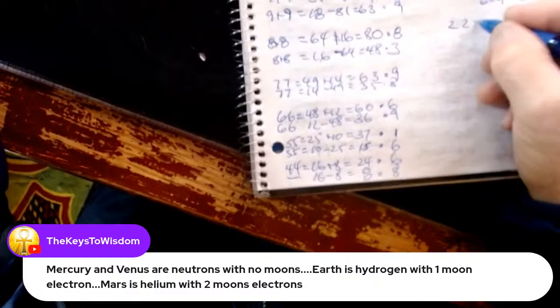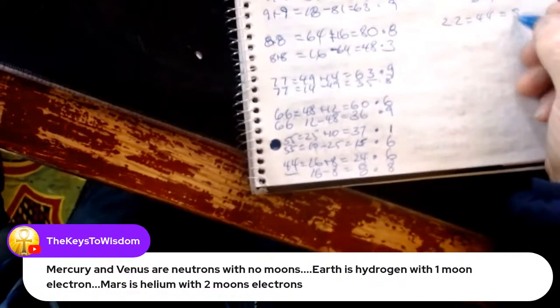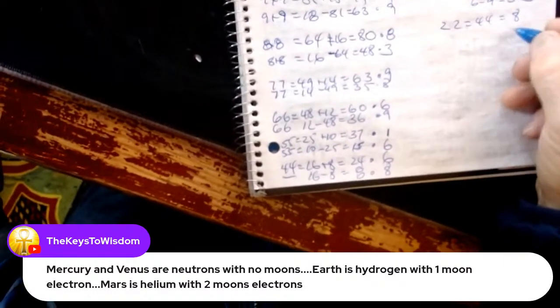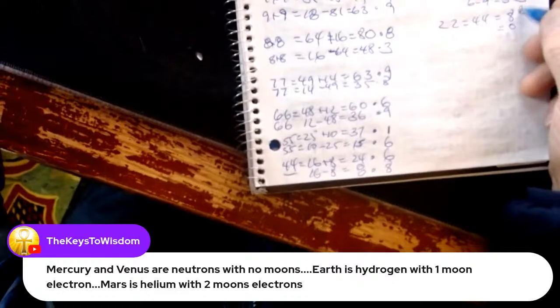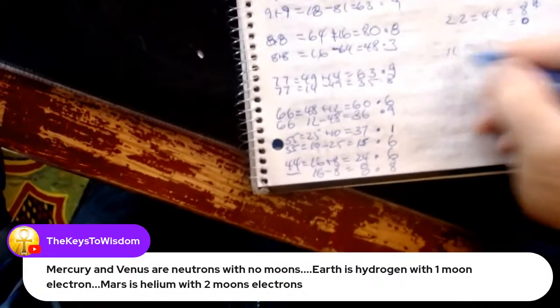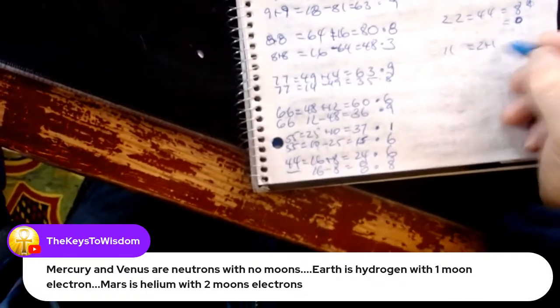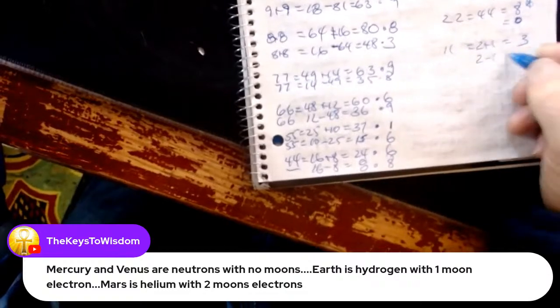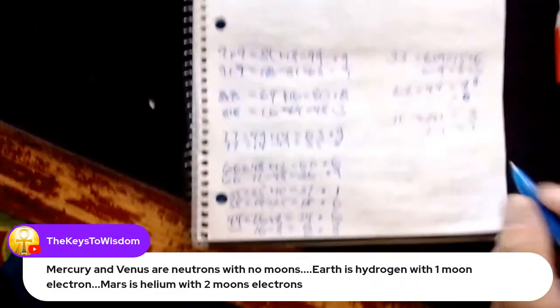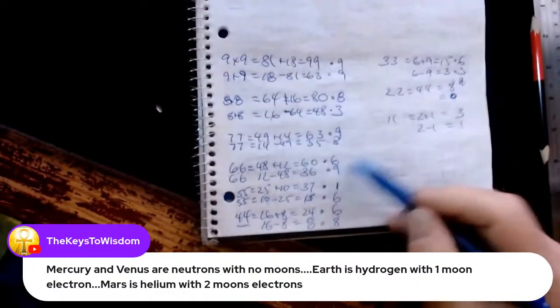And then 22 equals 44 equals 8, and equals 0. Wow, this is bronze. And 11 equals 2 and 1 equals 3. 2 minus 1 equals 1. So this is what's happening.